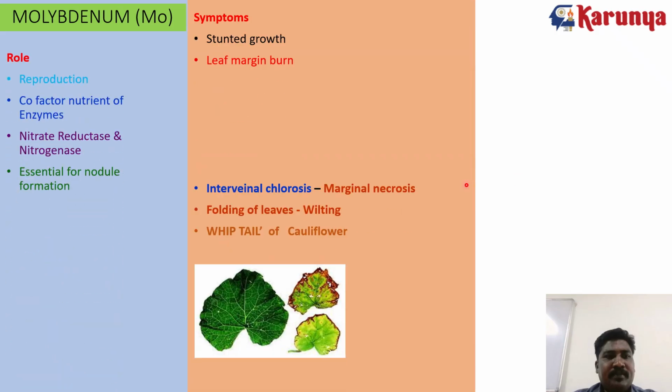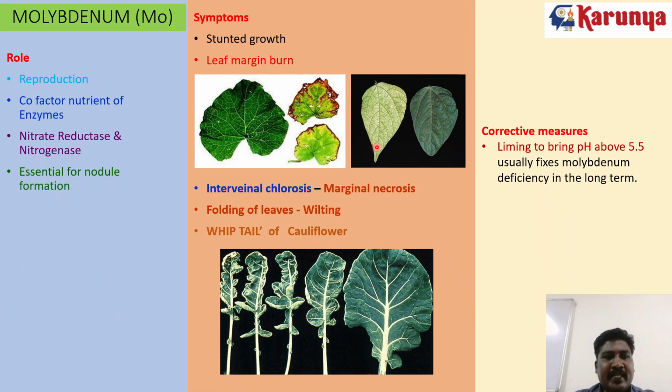And coming to molybdenum, it is involved in reproduction, and as a cofactor nutrient of enzymes, nitrate reductase and nitrogenase are governed by molybdenum. And the deficiency symptoms you can see are stunted growth and leaf margin burn. Leaf margin burn we have already seen in potassium, where it appears in the older leaves, and here it appears in the younger leaves. And other symptoms are interveinal chlorosis, marginal necrosis, folding of leaves, and whiptail in cauliflower.